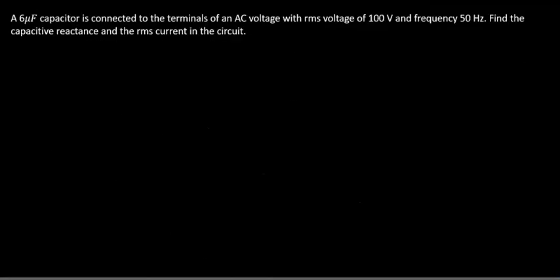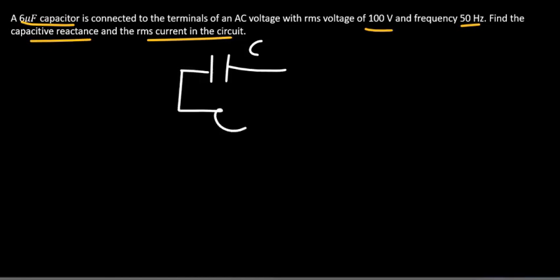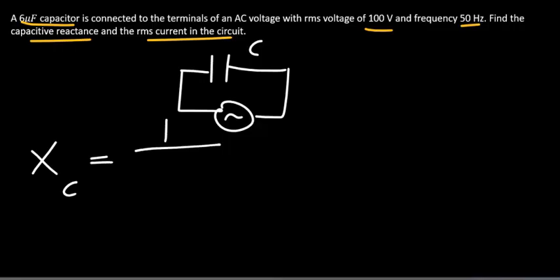Problem 2. A 6 microfarad capacitor is connected to the terminals of an AC voltage with RMS voltage 100 volts and frequency 50 Hz. Find the capacitive reactance and RMS current in this circuit. Now here we are dealing with an AC circuit with capacitor in it. Like that. Capacitive reactance is given by 1 over omega C.